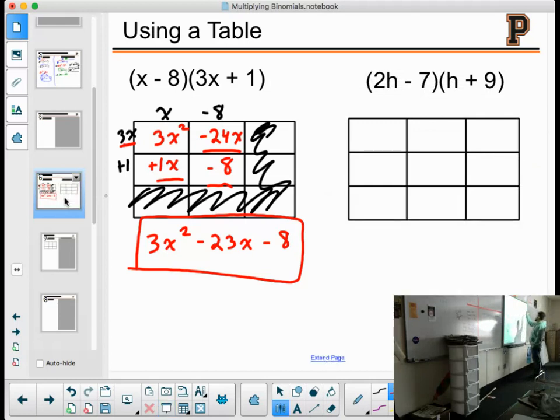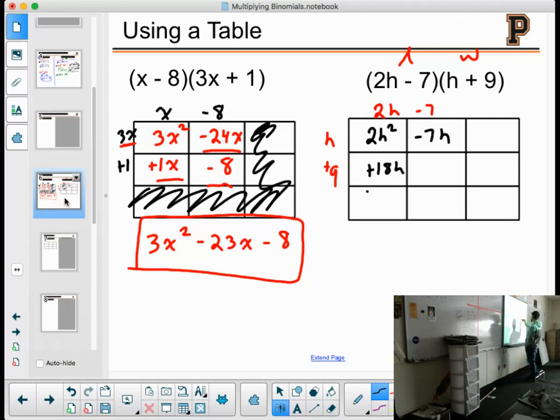Let's try another example using that technique, because it may be something that you like, I don't know. So we've got one length, let's call this the length, 2h minus 7. You can think of that as length or width, I guess. Width here, h plus 9. So to find the area, again, 2h times h, that's 2h to the second power. h times negative 7 is minus 7h. 2h times 9 is plus 18h.